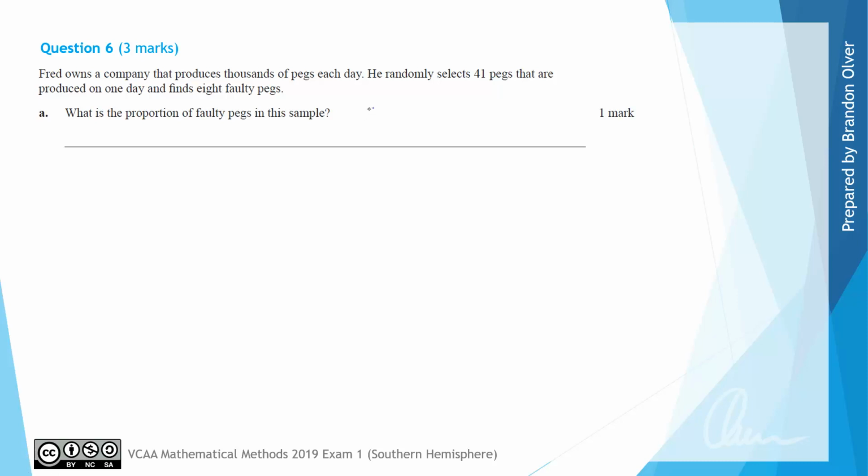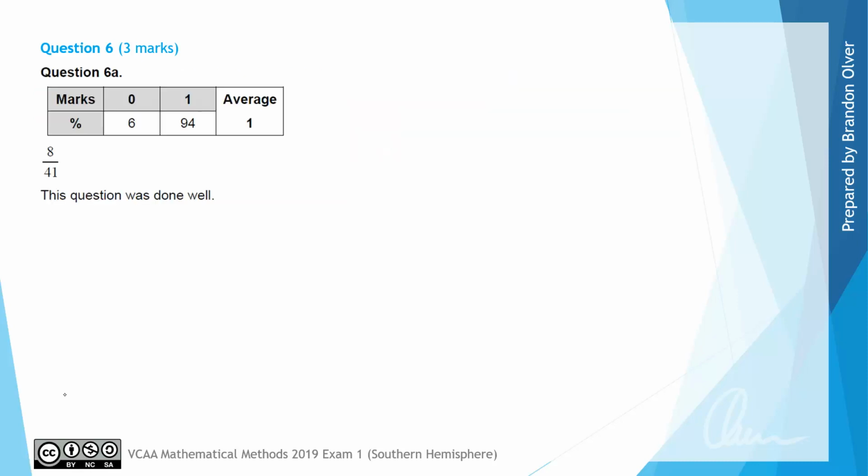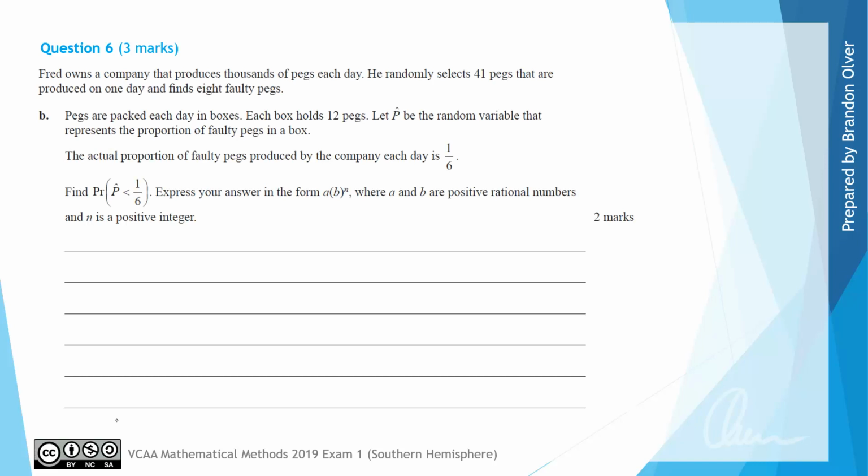To answer this question, we just take the 8 faulty pegs and divide it by the total number of pegs in the sample, which was 41, and that gives 8 divided by 41 as the answer to part A of this question. In the examiner's report, we can see that 94% of students got this correct and that the question was done well.